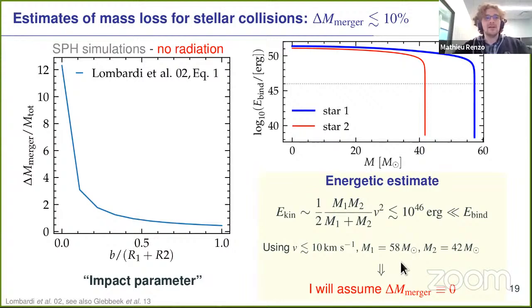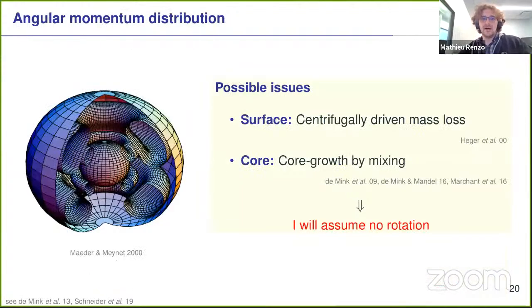The second problem is the angular momentum. Unless your collision is perfectly head-on, you will have some relative angular momentum of the two stars, which you have to conserve, and so you have to put it somewhere. And if you put it close to the surface of the star, you will have centrifugally driven mass loss, which decreases your total mass, and that's not what you want, because you want to form a black hole in the end in the pair-instability mass gap.